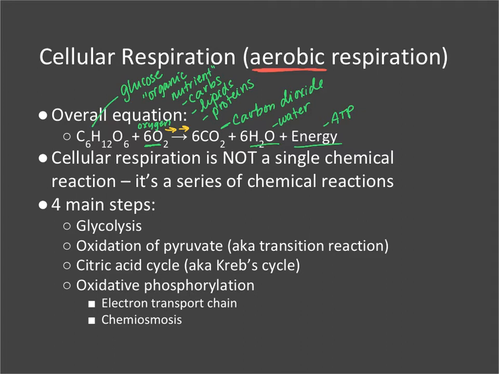All right, but as I mentioned, this isn't just one reaction that happens. There are dozens of reactions that happen between the left side of the arrow and the right side of the arrow. And as I mentioned on a previous slide, there are 4 main steps to cellular respiration. So glycolysis happens first, followed by the oxidation of pyruvate, which is also called the transition reaction, followed by the citric acid cycle, which back in my day was actually called the Krebs cycle. But they've updated the name because the new name actually makes a lot more sense, because it tells you a little bit about what's happening in that cycle, because there is citric acid involved. And then the 4th step is going to be our oxidative phosphorylation, which has 2 sub-steps: the electron transport chain and chemiosmosis.